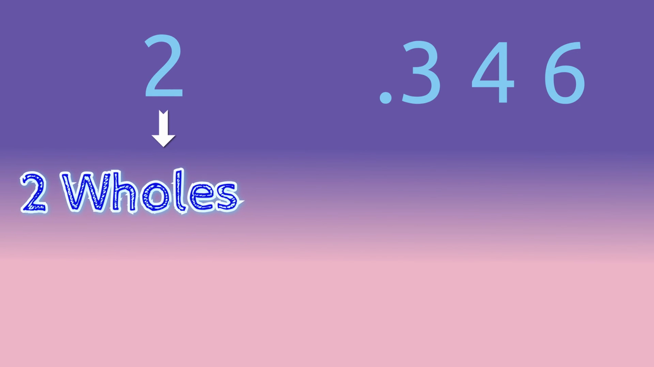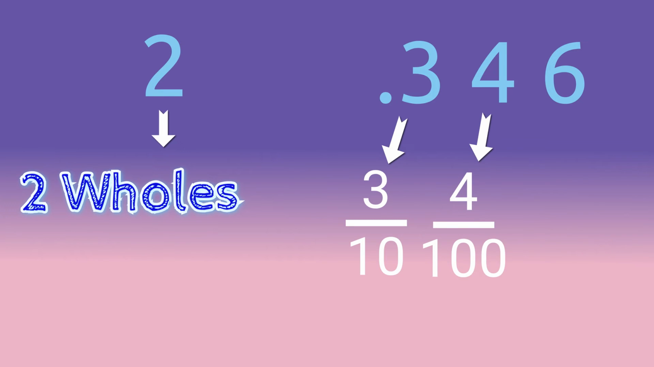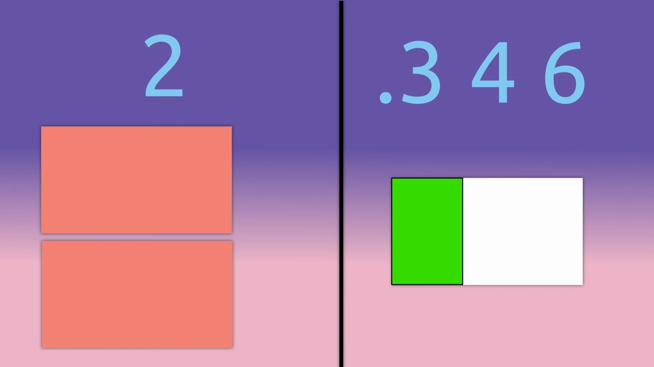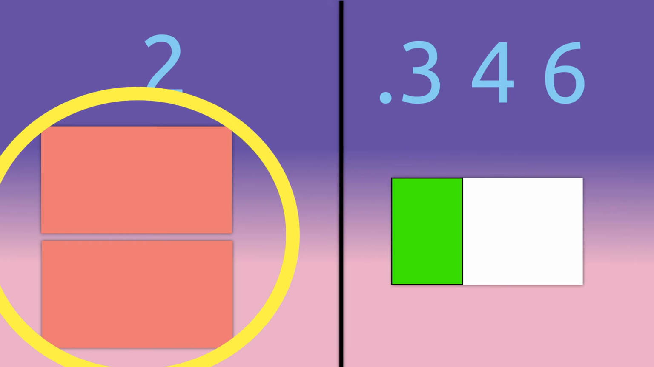The digit 2 has a value of 2 wholes. The fractional parts in 346 thousandths are the same as 3 over 10, 4 over 100, and 6 over 1,000. If we were to add up all these fractional parts, we would have 346 thousandths, or 346 over 1,000 equal parts. Now if we compare 2 wholes to 346 thousandths, we can see clearly that 2 has a greater value than the decimal.